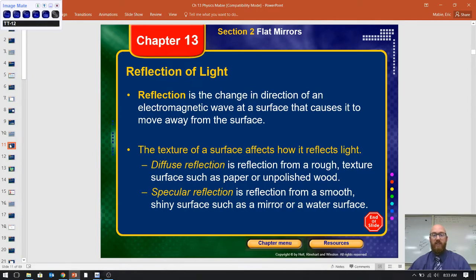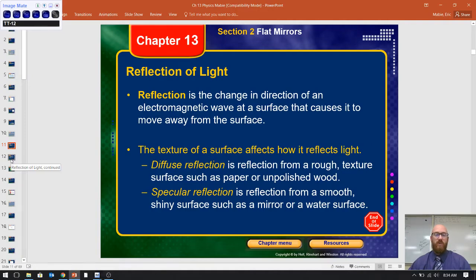So, reflection. This is where we're going to spend a lot of time, doing reflection, ray diagrams, and so forth. Basically, reflection is nothing more than the change of direction of a particle. This can be applied to light, as we're going to do now. We also saw it when we talked about waves in the last chapter.